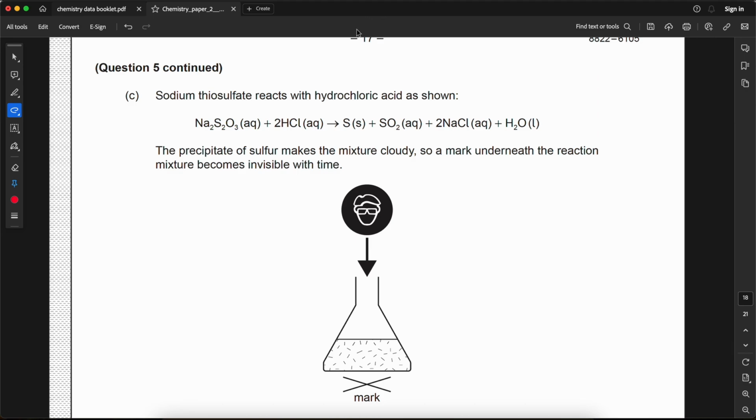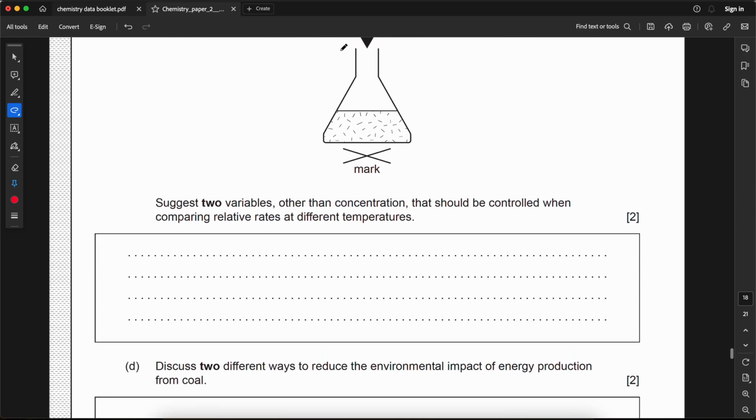Sodium thiosulfate reacts with hydrochloric acid as shown. The precipitate of sulfur makes the mixture cloudy, so a mark underneath the reaction mixture becomes invisible with time. Suggest two variables other than concentration that should be controlled when comparing relative rates at different temperature.